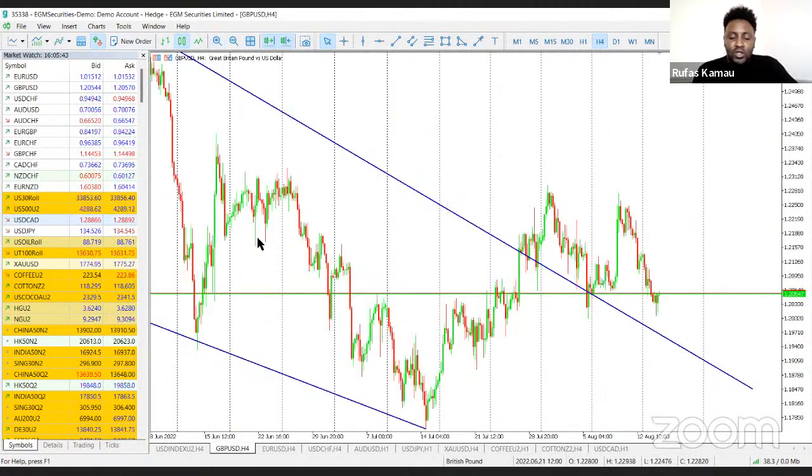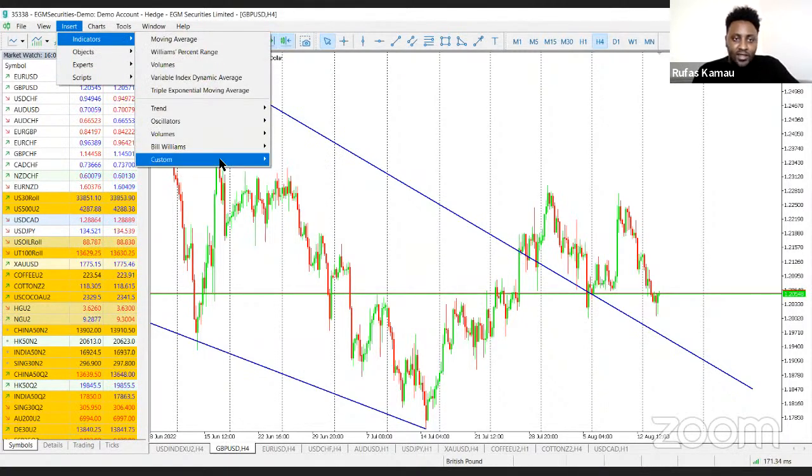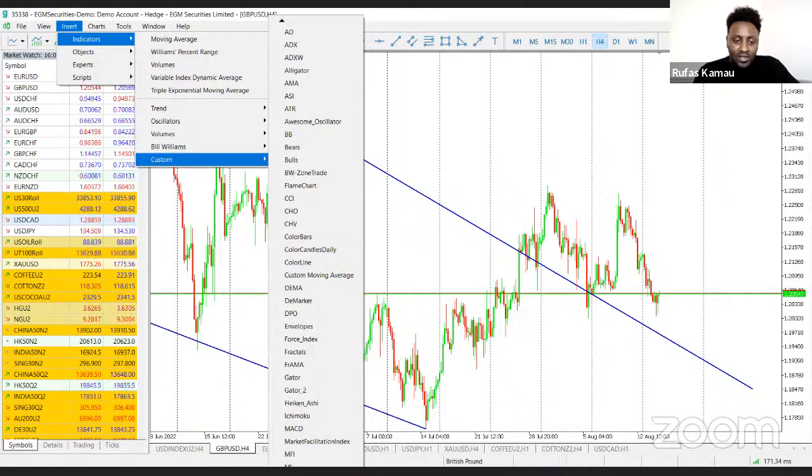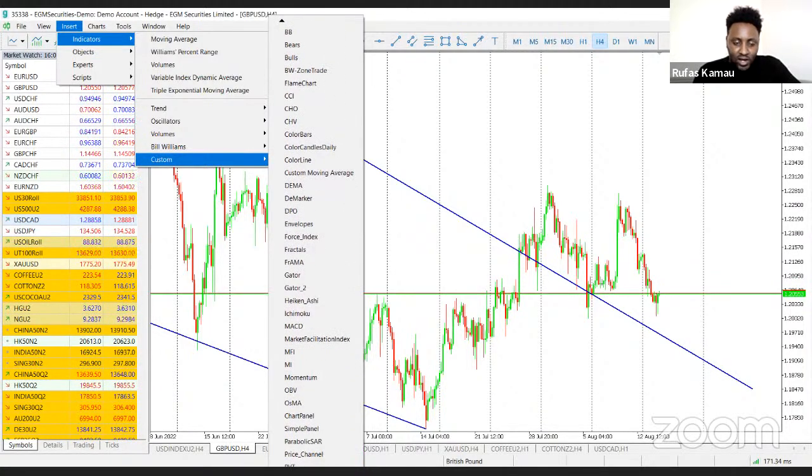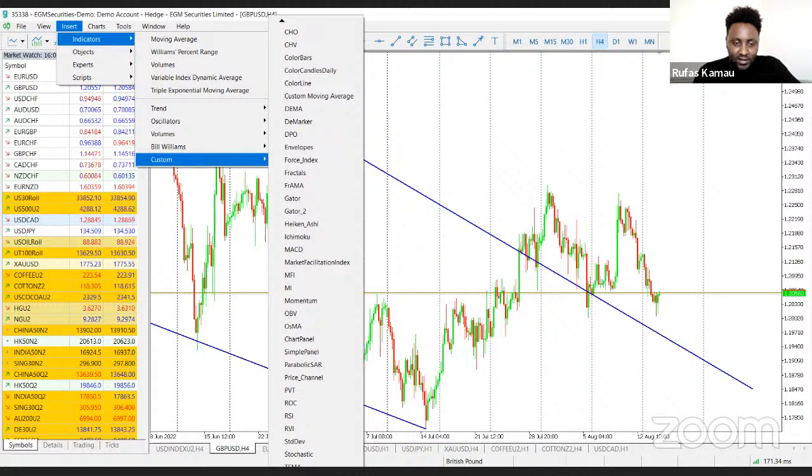So the easiest way to identify a structure in the market is by focusing on the different swings. So let's try a very quick indicator here. We insert, go to indicators. You'll find these on your custom menu and go to the Zigzag Indicator. So let's try and use the zigzag.